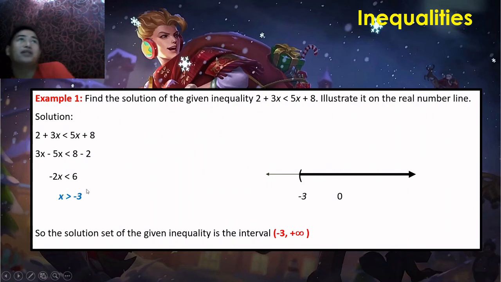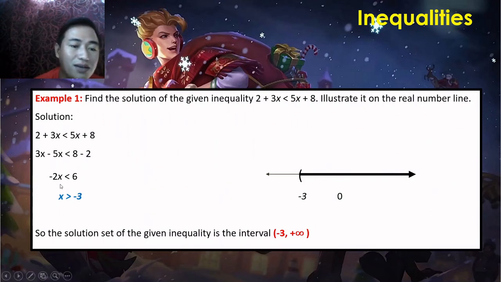So, if we multiply by a negative, this is the theorem: when we multiply by a negative, the symbol flips. So we multiply by negative 1/2 on both sides, or divide by negative 2 on both sides, class. That leaves x, and the less than becomes greater than.